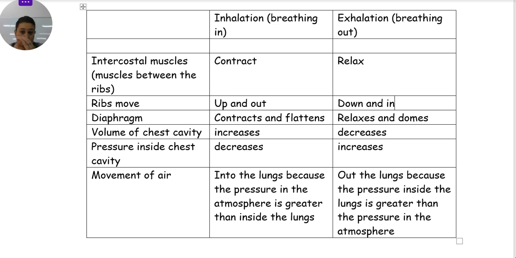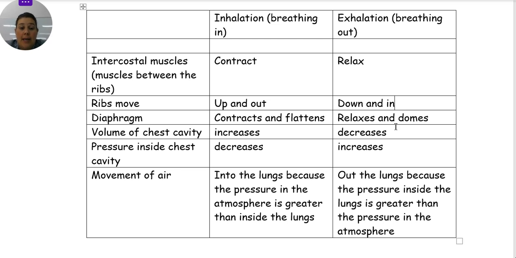Decreased volume means that there's an increase in pressure. Now there is more pressure inside your lungs than the air outside. So your air moves from your lungs out of your mouth. Remember, air always moves from high pressure to low pressure. So that is your breathing mechanism.